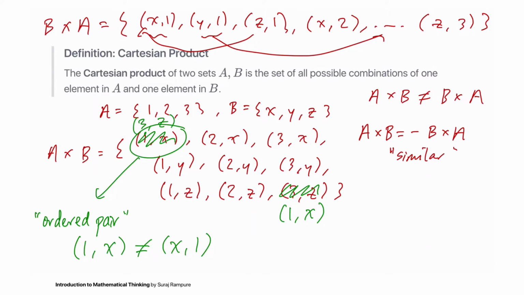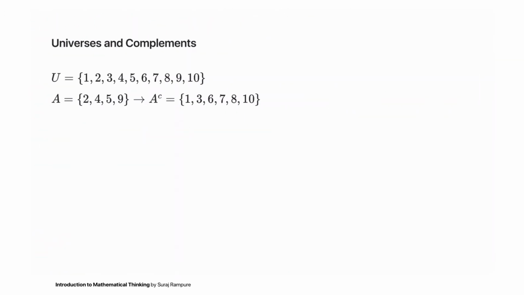Another question to answer is, what is the size or the cardinality of the Cartesian product of two sets? Well, since there's one pair for every combination of one element in A and one element in B, we can pretty easily see that the cardinality of the Cartesian product is the product of the individual cardinalities. So the Cartesian product of A and B, its cardinality is cardinality of A times cardinality of B.